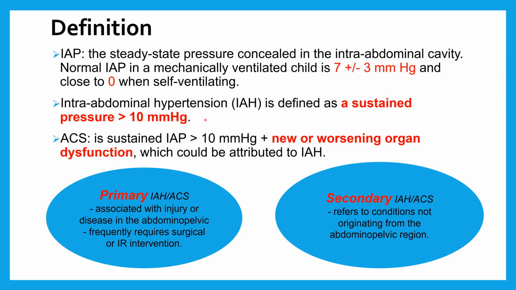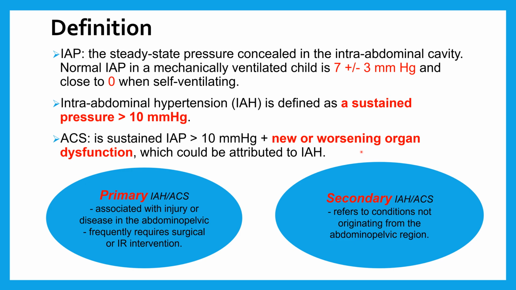When do we say this patient has intra-abdominal hypertension? When there is a sustained pressure of more than 10. And when do we say this patient has abdominal compartment syndrome? When we have sustained intra-abdominal pressure of more than 10, like intra-abdominal hypertension, plus new or worsening organ dysfunction.